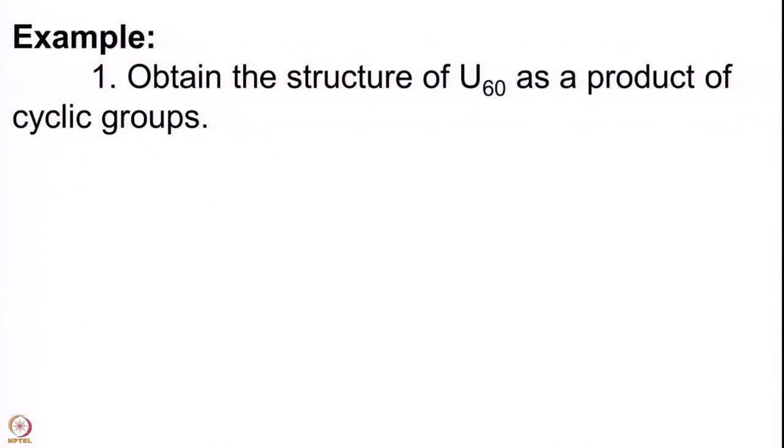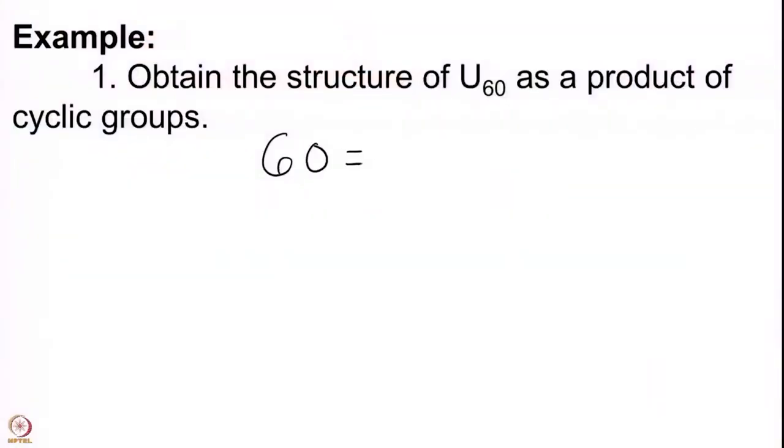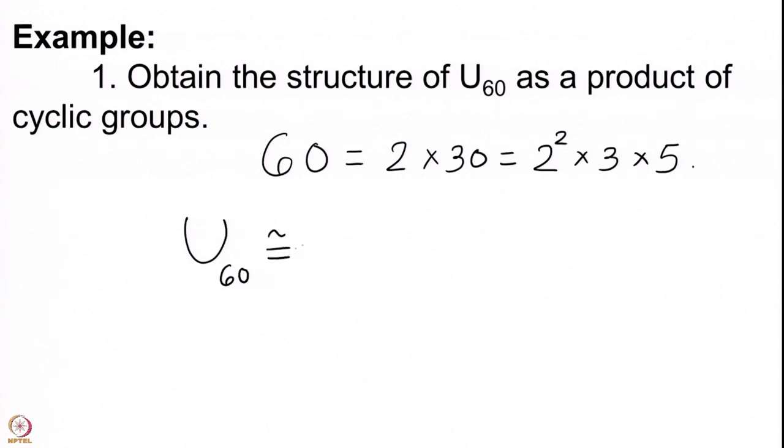Let us try to compute the structure of U60 as a product of cyclic groups. This is something more than writing U60 as a product of U of pi power ni, because we need to also identify whether each of those is cyclic, or whether they are themselves further products of cyclic groups. So we write 60 in terms of its prime factorization. We will have 2 into 30. You can take one more 2 from 30 to write it as 2 square into 15, and 15 is 3 into 5. So we have that U60 is isomorphic to U2 square into U3 into U5.